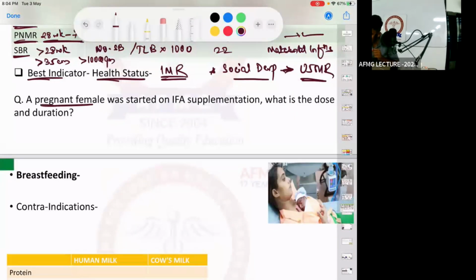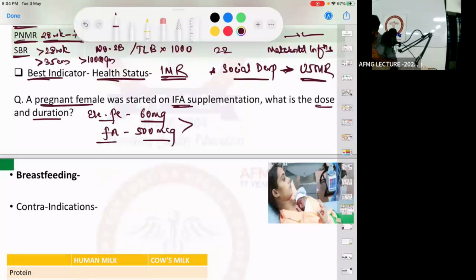A pregnant female was started on iron and folic acid supplementation. What is the dose and duration? So the iron folic acid tablet given in pregnancy: elemental iron is 60 mg, and folic acid is 500 microgram.